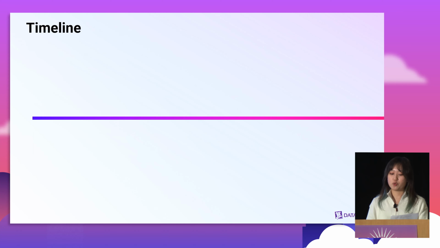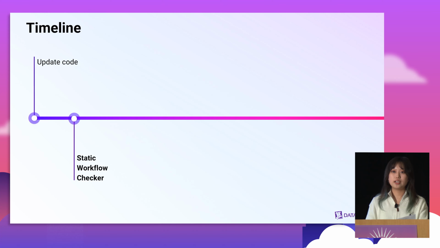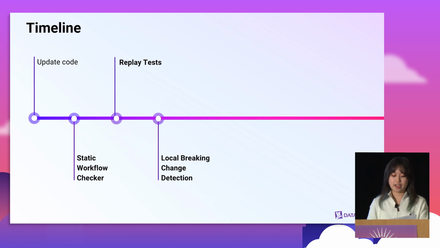But now that we've gone over what each piece of our tooling covers, let's look at it in the context of a typical development lifecycle. As a developer writing workflows, I would start off by updating my code, and then once I'm ready to compile, the static workflow checker would kick in at compile time to check for breaking changes. As I'm iterating and testing, I'll also add some replay tests so I'm able to check for breaking changes and have tests in CI. At this stage, I would also run local breaking change detection to check if my code introduced any breaking changes, and if it did, I'll probably need to add a version gate.